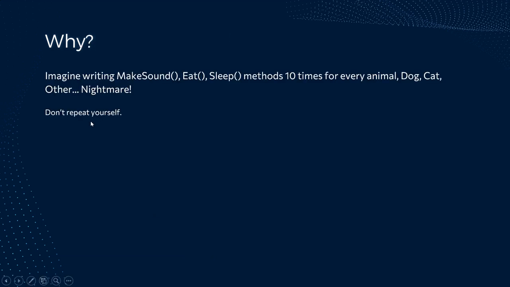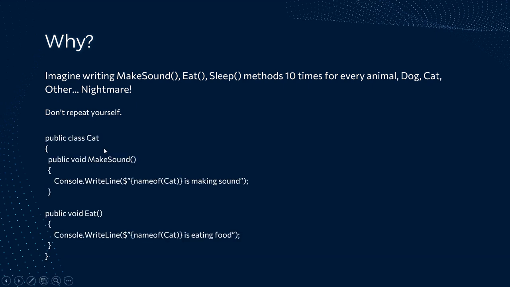Now why is it required, right? So let's try to understand. Imagine writing make sound, eat, sleep methods 10 times for every animal, like dog, cat. So it is actually a nightmare, right? And the concept is: don't repeat yourself. So in each and every class like dog, cat, we would need to repeat these methods like make sound, eat, sleep, right? So we should not repeat it.